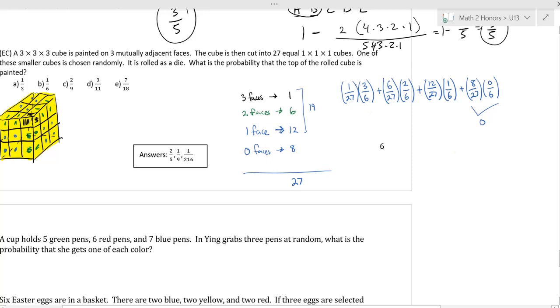Alright, so we got 3 times 1 plus 6 times 2 plus 12 times 1 all over 27 times 6, which is 24, 25, 26, 27 over 27 times 6. Divide top and bottom by 27. You end up with 1 out of 6. There's a 1 out of 6 chance that this would happen. So B is the right answer.